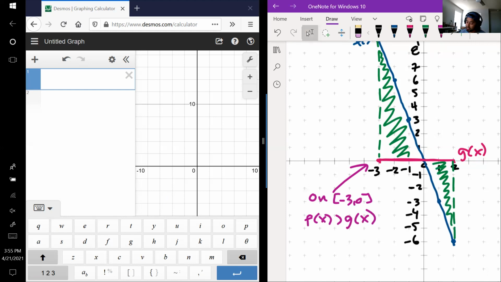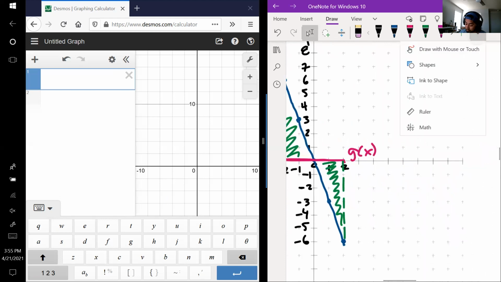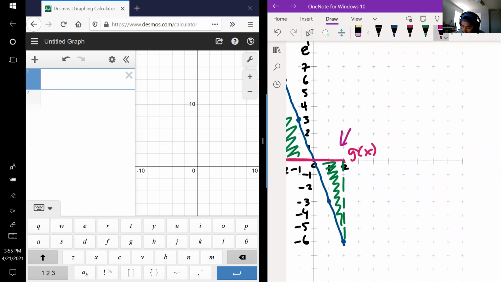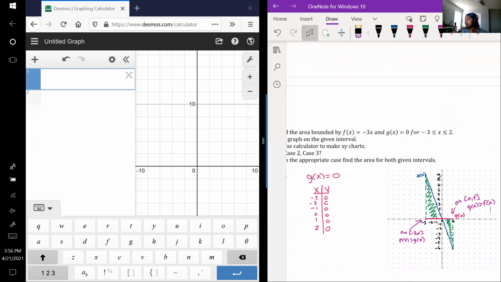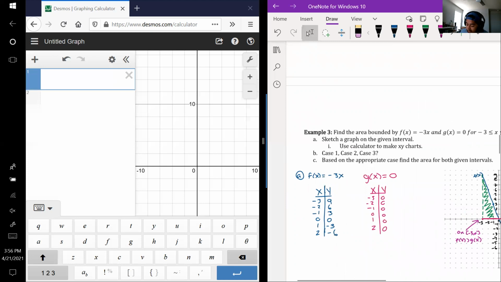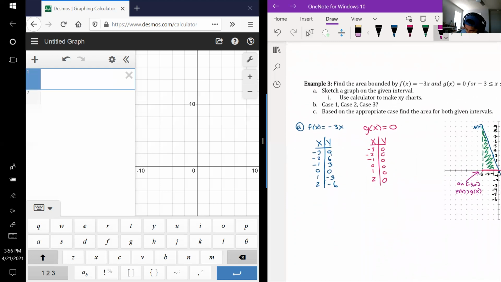And then we see that from 0 to 2, g of x is above f of x. Which means that by step B, if we have on an interval that f of x is above g of x, and then g of x is above f of x, we're going to have a case 3. So this is going to be a case 3. And our descriptions are written on the graph.